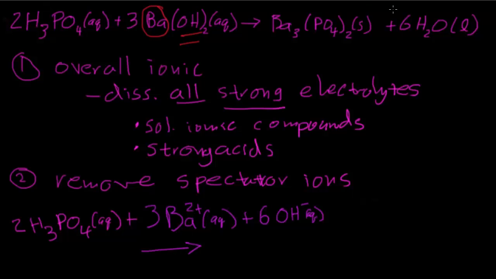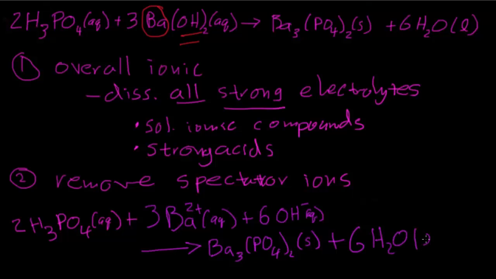And what are we going to have for the products now? We need to think about over here. So barium phosphate. Dissociate all strong electrolytes. Not a strong electrolyte. Why? Because it's not soluble. I said soluble ionic compounds are strong electrolytes, but this is insoluble, so we're going to leave it together and just write it as Ba3(PO4)2 solid. So that's our precipitate. And over here, water is a non-electrolyte, so it doesn't fit this category, and we're not going to break that up either. So we're just going to write it as 6 H2O liquid. All right, and then we're going to remove any spectator ions.